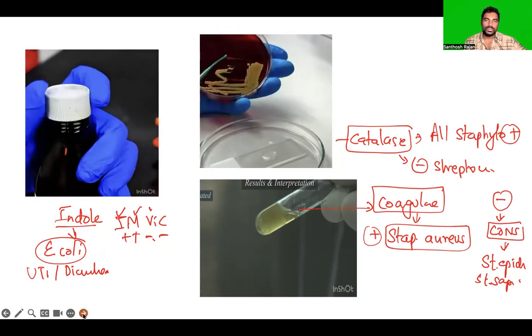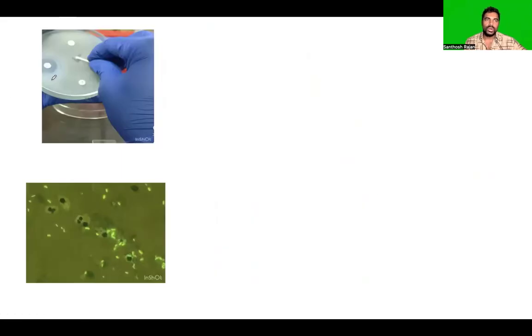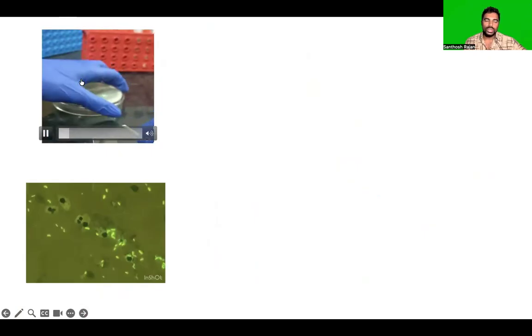Now, next image. Look at this image. Also very important. You can see from the first one, what is happening here in this image. Okay, so first of all, look at the plate itself.